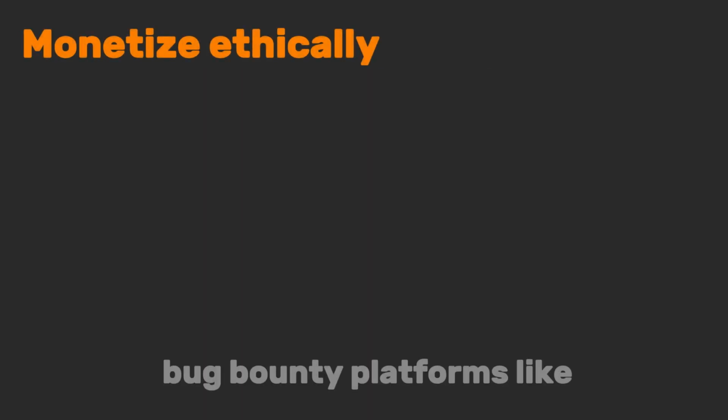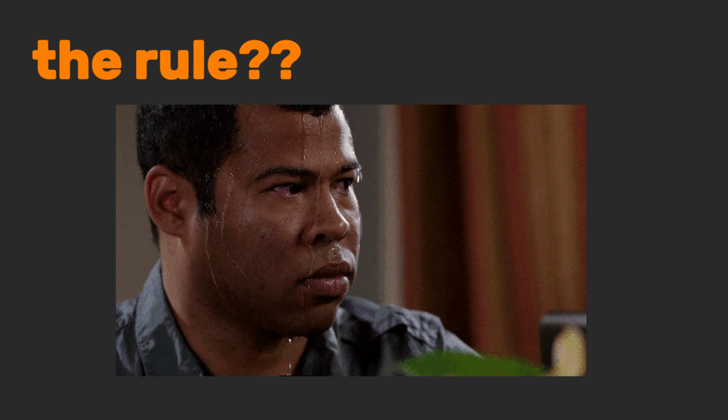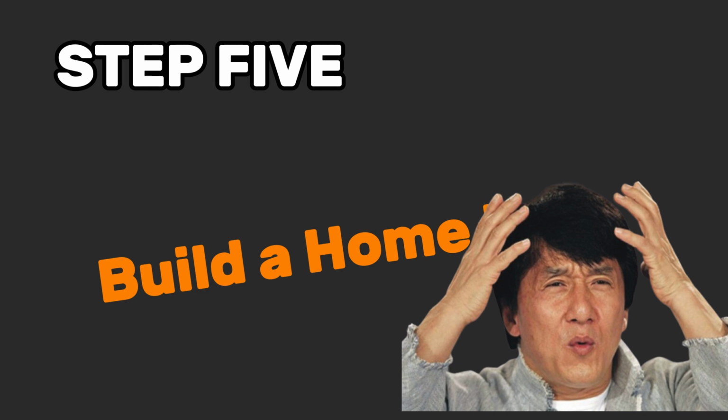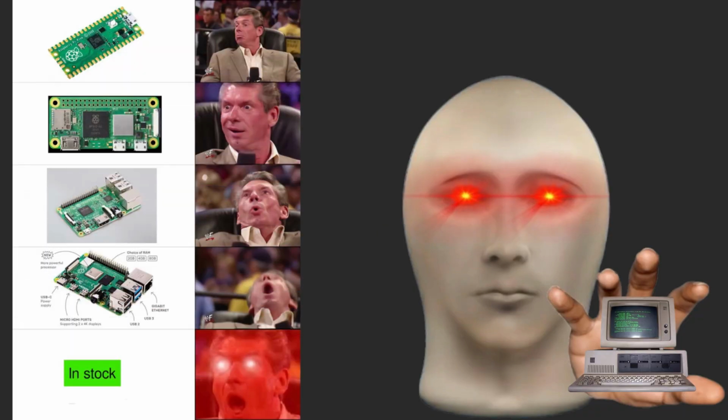Monetize ethically. Bug bounty platforms like Bugcrowd or HackerOne turn your skills into cash without jail time. The rule? If you're sweating while typing, you're doing it wrong. Step five, build a home lab, your cyber playground. Grab old hardware. A Raspberry Pi 5 becomes a VPN server or malware sandbox.